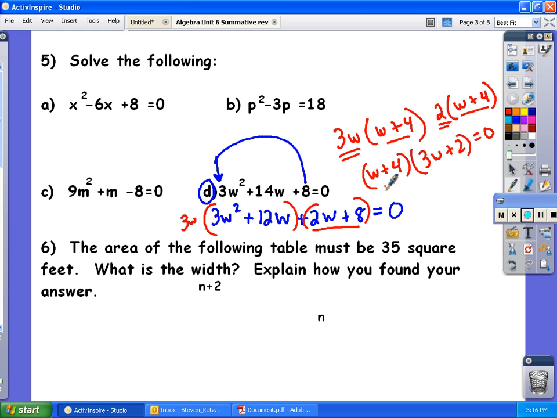And then remember, you're going to set this one equal to 0 and this one equal to 0 to solve, and you'll get your two answers of w equals negative 4 and w equals negative 2/3, because we're going to subtract 2 and then divide by 3.